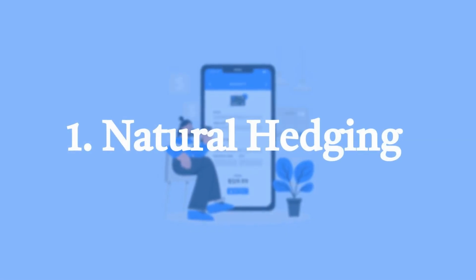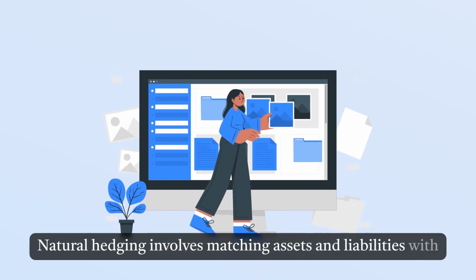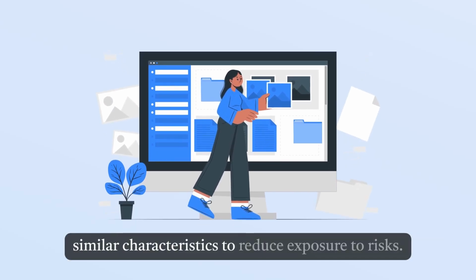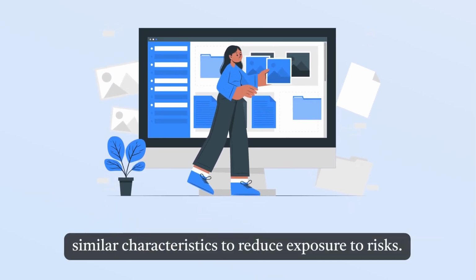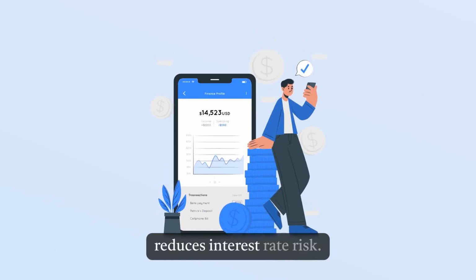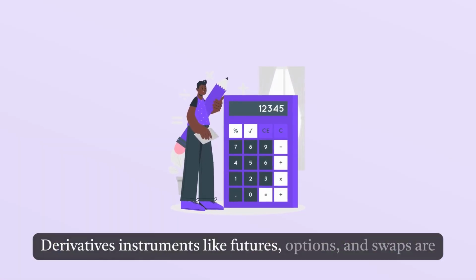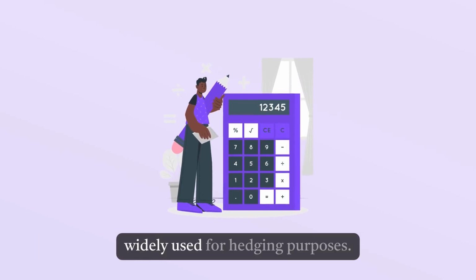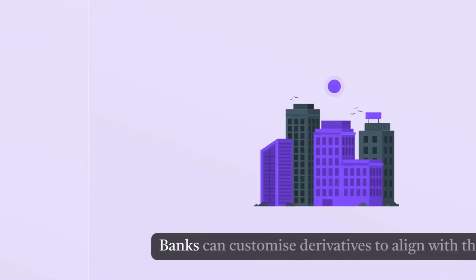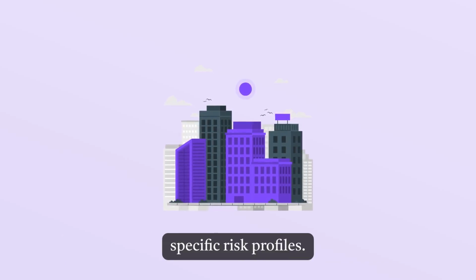Hedging strategies. Banks employ various hedging strategies to manage risks effectively. 1. Natural hedging. Natural hedging involves matching assets and liabilities with similar characteristics to reduce exposure to risks. For example, matching fixed-rate loans with fixed-rate deposits reduces interest rate risk. 2. Derivatives hedging. Derivatives instruments like futures, options, and swaps are widely used for hedging purposes. Banks can customize derivatives to align with their specific risk profiles.